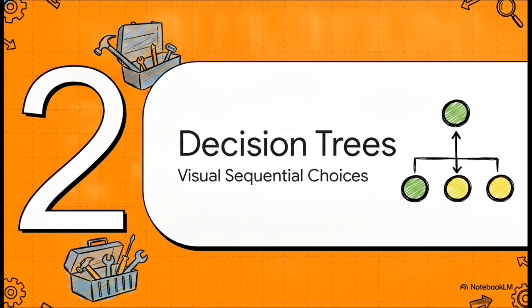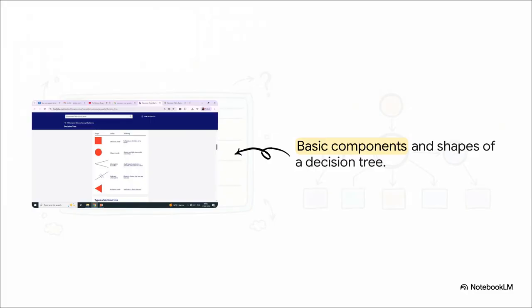Moving on to Section 2, Understanding Decision Trees. Let's look at some visual sequential choices. Let's break down the anatomy of this visual blueprint. You'll notice some pretty unique symbols here.